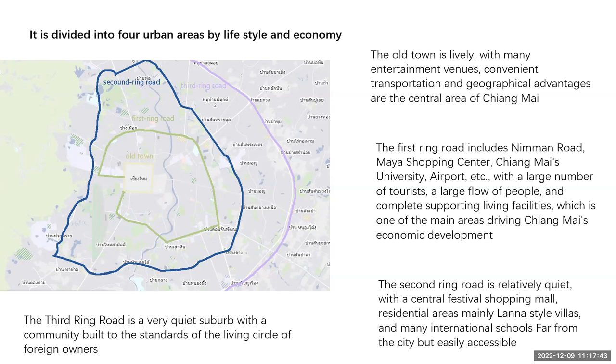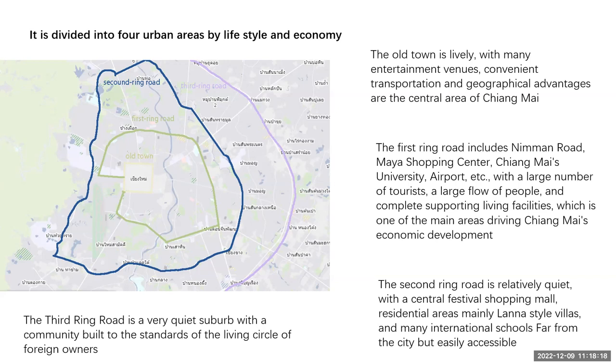The development goes from the old town, the first ring road, the second ring road, the third ring road, from the human's lifestyles and economic development. The first one is the old town. The old town is from the past time to right now. There is always noise and many past time things, and people spend time to do things around here. And it's also the central area of Chiang Mai.